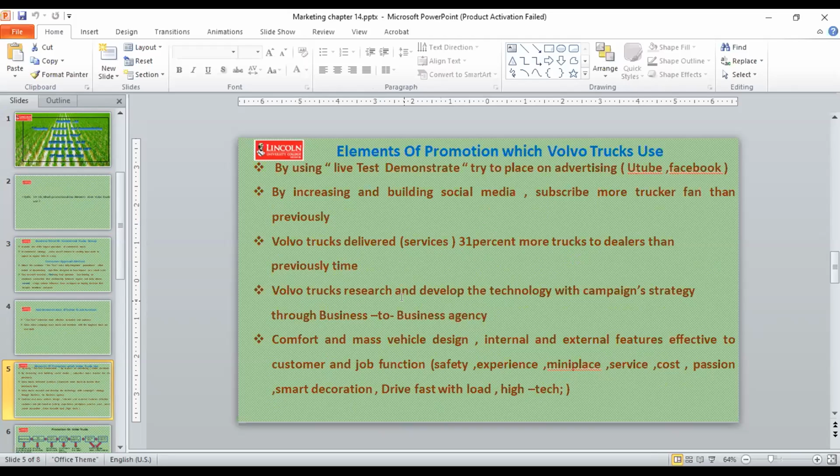Volvo Trust researches and develops technology with campaign strategy through a business to business agency. Comfort and mass vehicle design, internal and external features focus on the customer and job function: safety, experience, mini place, survey, cost, passion, smart decoration, drive fast with low cost, high technology.